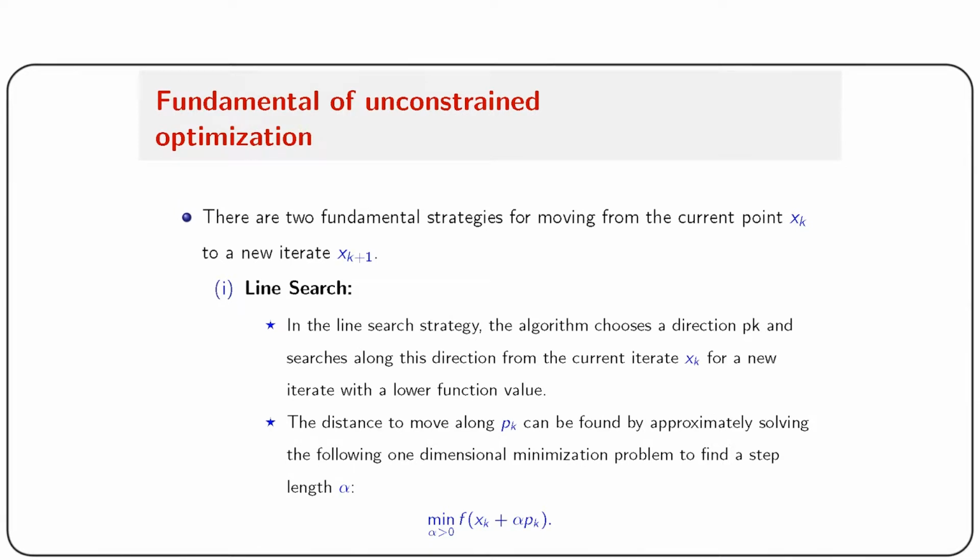There are two fundamental strategies for moving from the current point xk to a new iterate xk plus 1. The first one is the line search. In the line search strategy, the algorithm chooses a direction pk and then searches along this direction from the current iterate xk for a new iterate with a lower function value. The distance to move along pk can be found by approximately solving the following one-dimensional minimization problem to find a step length alpha: minimize f of xk plus alpha pk, where alpha is greater than 0.